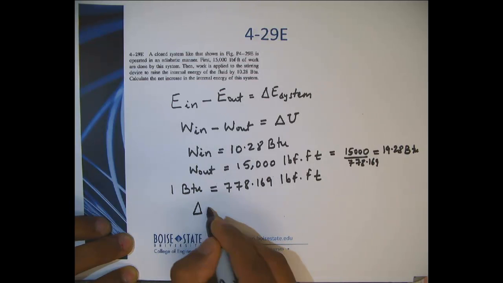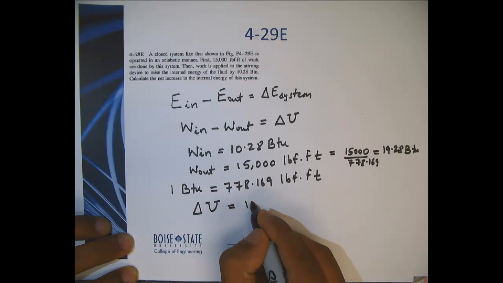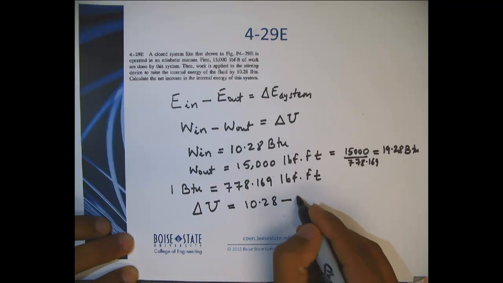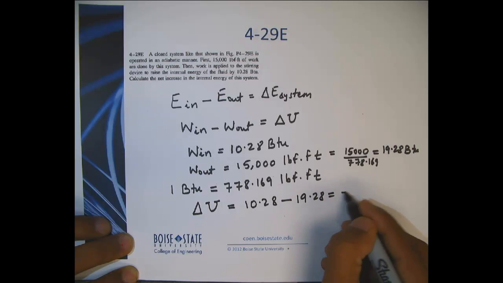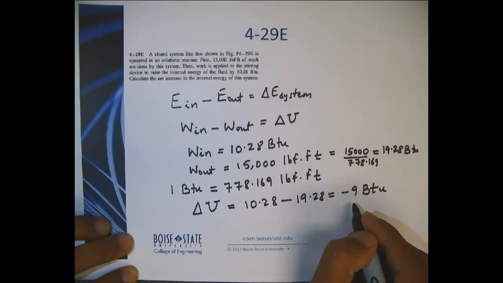So now I can go ahead and compute the change in internal energy of the system, which would be 10.28 BTU, the work put in, minus the work delivered, which is 19.28 BTU. So that would give us approximately negative 9 BTU.